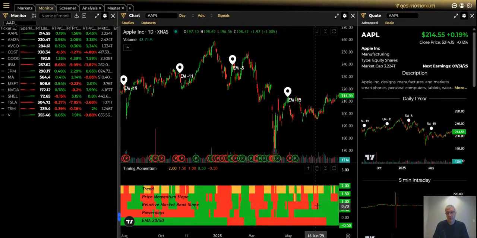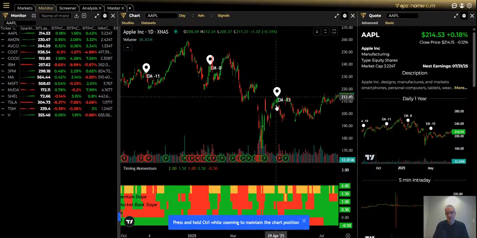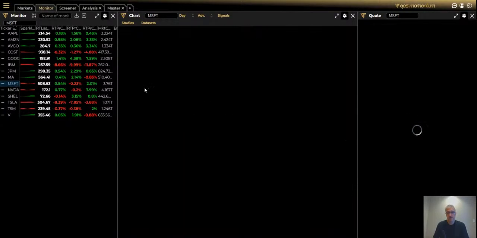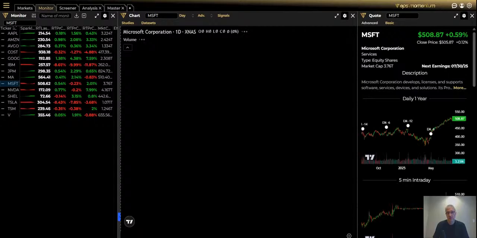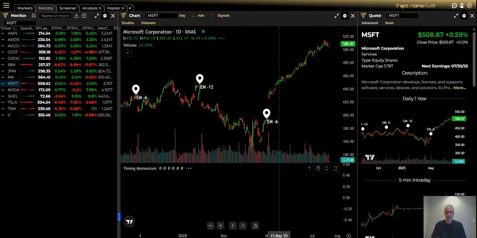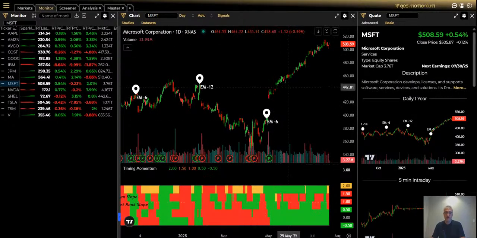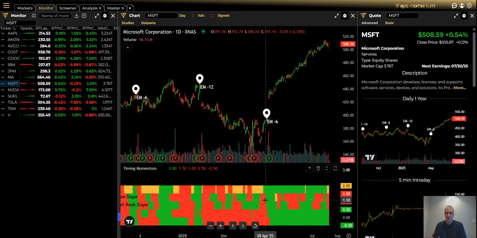So I mentioned the timing momentum. So this is the timing momentum where I can monitor the EM on the chart, the earning momentum. So I can take Microsoft, for example. I look at Microsoft, and then what do I get here? I get a very, very nice rally here. By the way, the rally has started on the 24th of April with that trend.